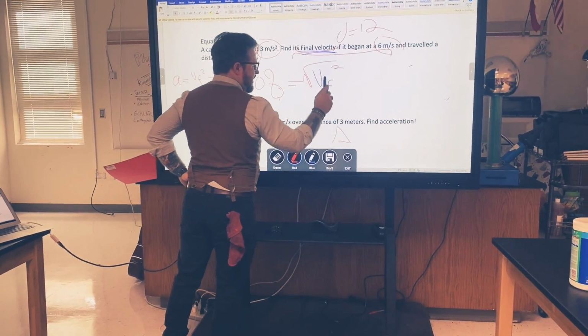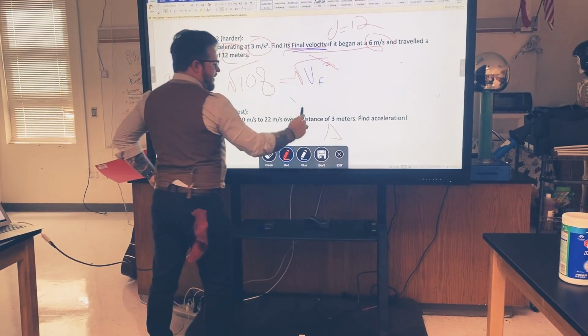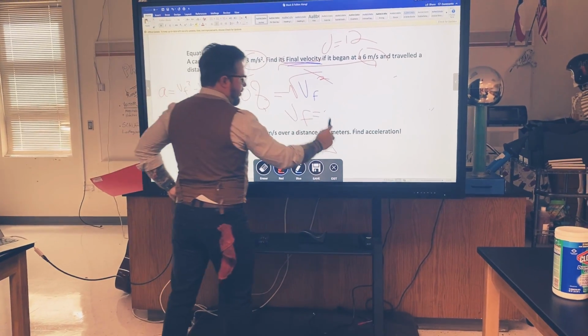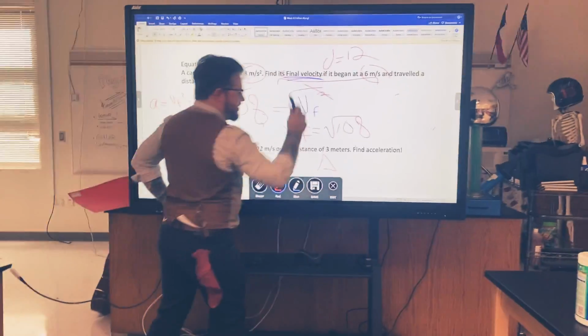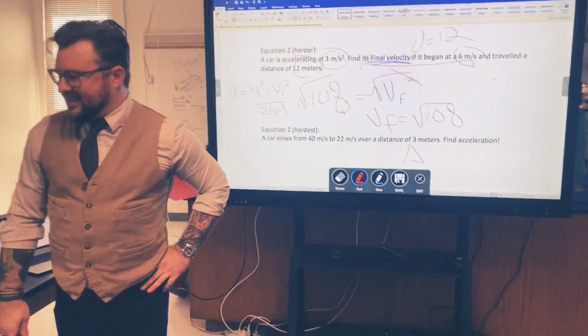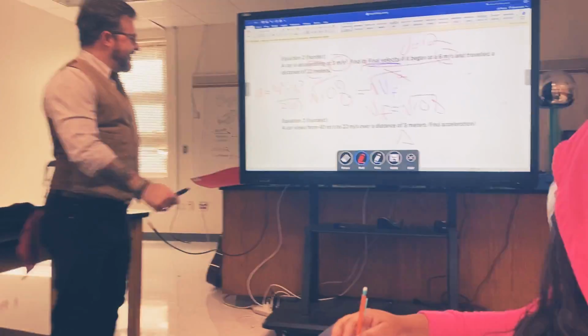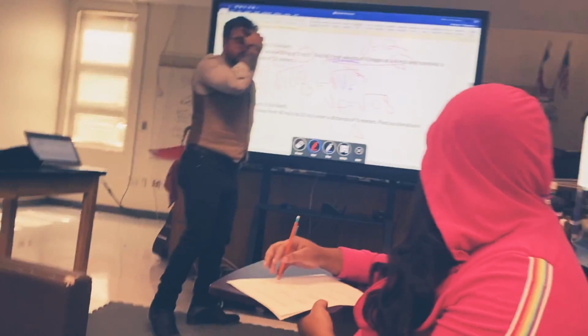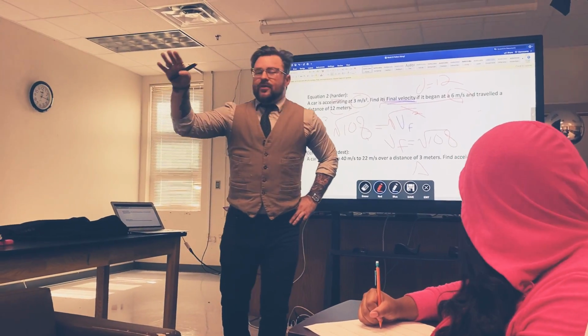If I root this, that goes away. I got to root that. The final velocity is equal to the root of 108, which is some number. What is it? Anyone know? It's like that. So we can do this with our calculator.